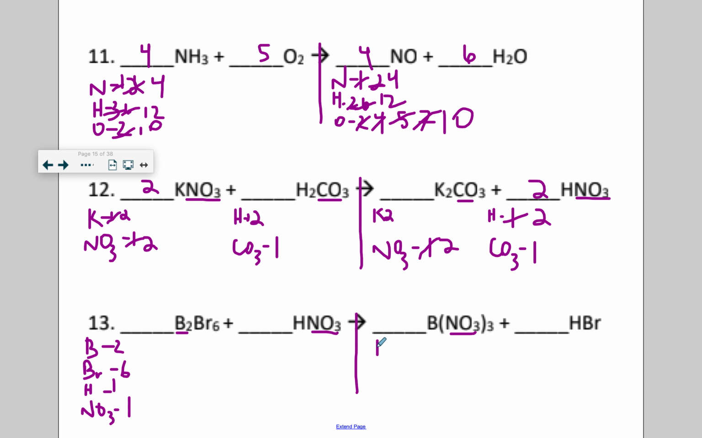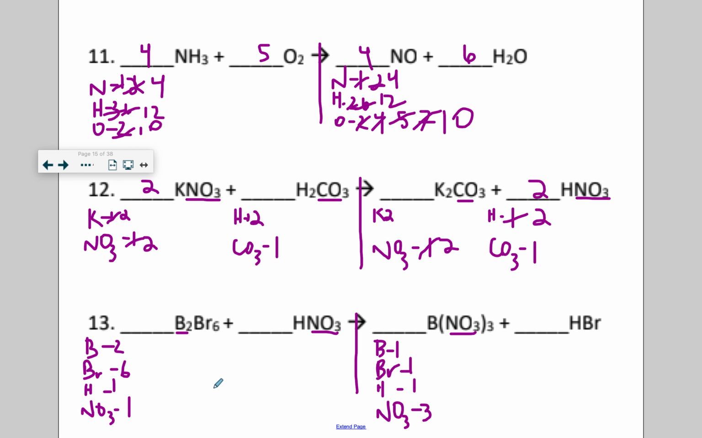All right, over here, Br is 1. Or sorry, B is 1. Br is also 1. H is 1. And my NO3 is, I'm going to keep it together, it's in parentheses. So 3 times 1 is 3.